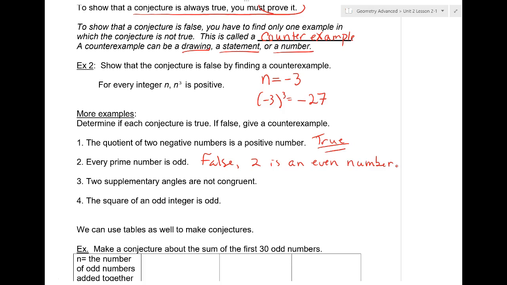All right, two supplementary angles are not congruent. I'm just saying any two angles whose measures add up to 180 cannot be congruent to each other.